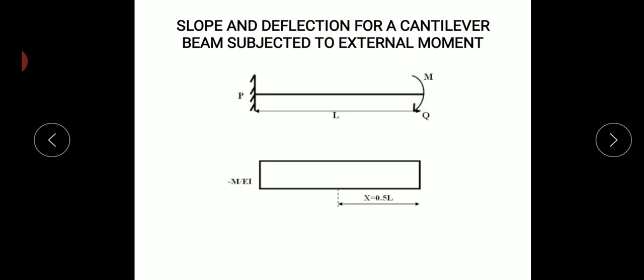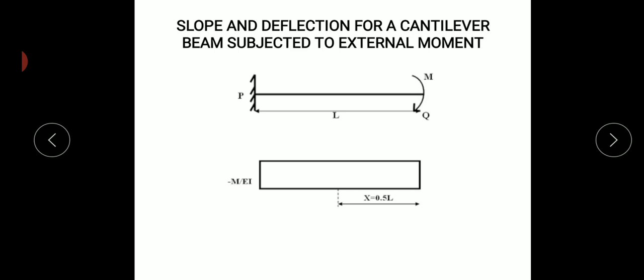There are two sketches here. I have taken a cantilever beam PQ of length L. It is subjected to an external moment of magnitude M at the free end of the beam. Figure 2 represents the M by EI diagram for the beam when it is subjected to the external load. You can observe that the M by EI diagram is just a rectangle.